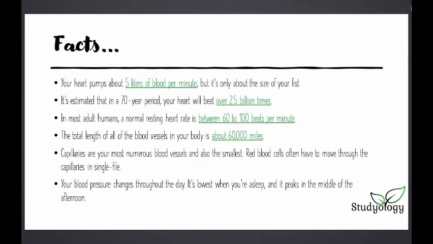In most adult humans, a normal resting heart rate is about 60 to 100 beats per minute. So, in a normal adult human being who is free of disease, who's healthy, the normal heart rate is between 60 to 100 beats per minute.